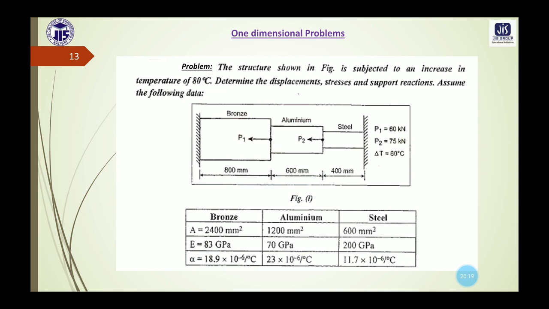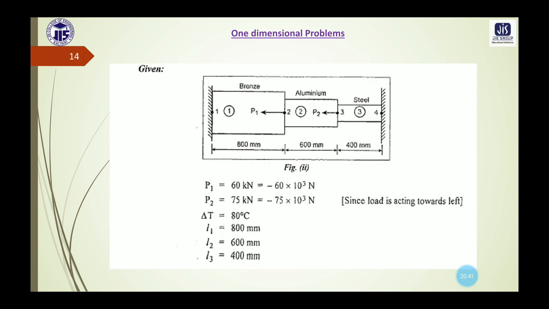Some data we need to consider here. These are given for bronze, aluminium and steel. For these three different elements, the area, Young's modulus and the coefficient of thermal expansion are given. Next, P1 and P2, which are acting at nodes 2 and 3, are given here. The temperature delta T is given as 80 degrees centigrade. The lengths of these three elements are given.